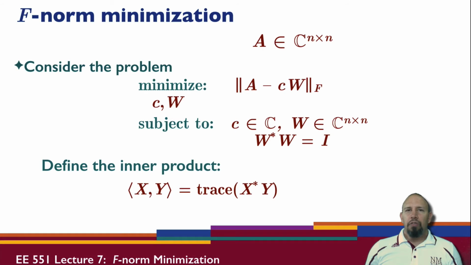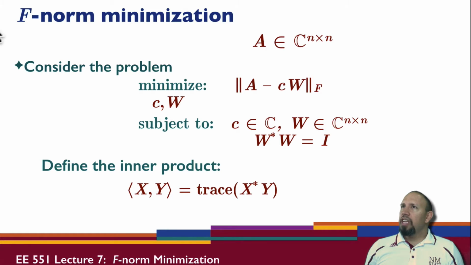All right, what about the Frobenius norm minimization? Suppose we have this problem. We have this matrix, and we want to minimize this quantity, A minus C times W. So we're going to minimize over C and W, subject to the fact that C is some complex value, and W is a complex matrix that's unitary. Okay, so in this quantity, we're looking for not just any W, we're actually looking for a unitary W. We want to find a matrix that is a constant times a unitary matrix that is as close to A as possible in the Frobenius norm. So this is just another minimization problem. This minimization problem also arises in some practical applications.